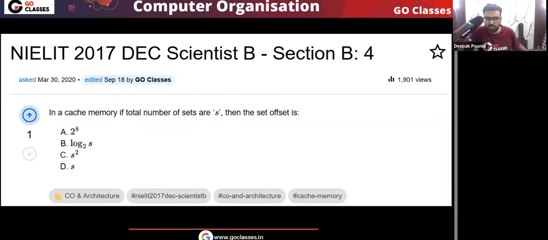This is what they should ask you. Okay, but anyway, let's see this. We have total number of sets equal to s. Then what is the number of bits required for set offset? That will be log s.